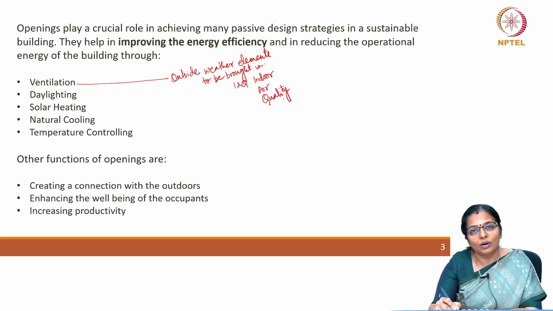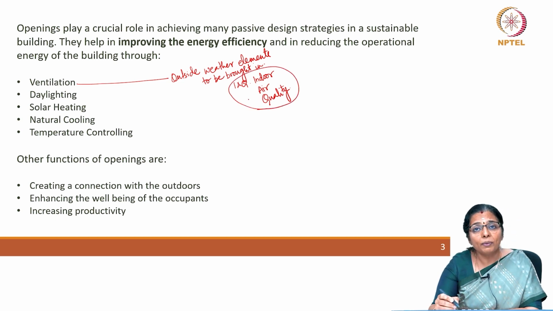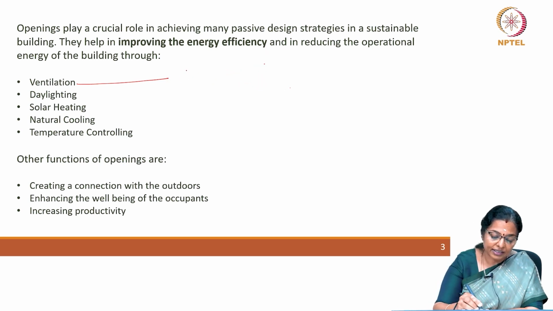If the indoor air quality has to be controlled in any other way, then it becomes mechanized. Sometimes we can use air conditioners or air purifiers. Both are dependent on the grid electricity, and therefore use of either one of them will increase the operational energy. If you do not want to do that, then to improve indoor air quality, we must have openings which facilitate ventilation. Now, the second thing that openings can do is bring in daylight.